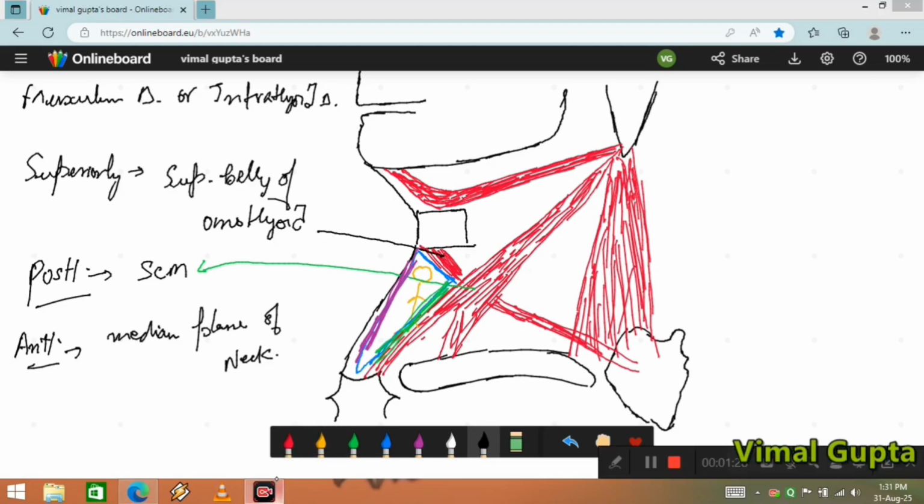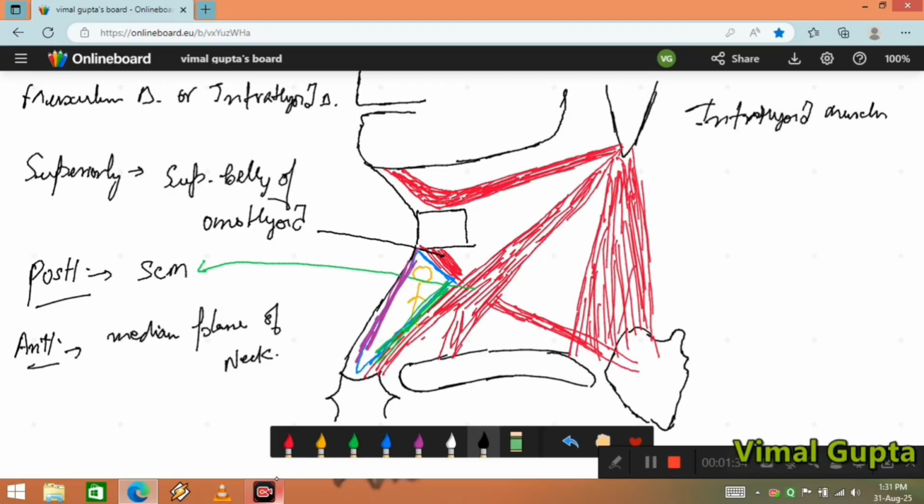Why is it called the muscular triangle? Because it contains muscles which are called infrahyoid muscles. इन मसल्स के नाम बता देता हूँ. देखो, ये वाली कौन सी बोन है? स्टर्नम है ना. स्टर्नम, दिस इज स्टर्नम. तो बिटवीन द स्टर्नम एंड हाइवाइड बोन देयर इज अ मसल कॉल्ड एज स्टर्नोहायोइड.